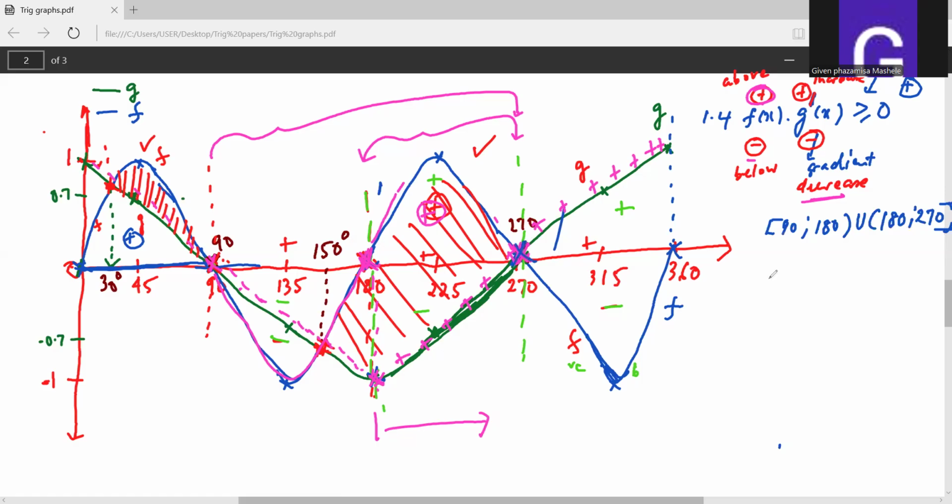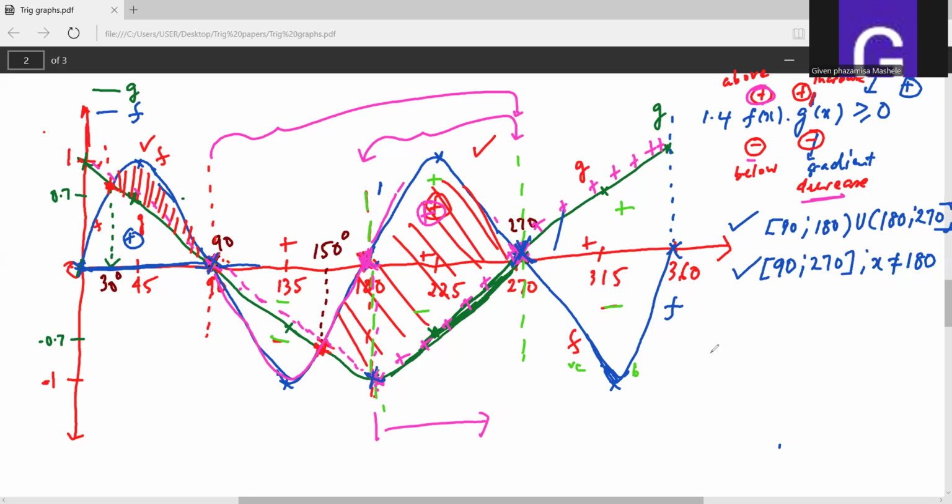Or we can say from 90 straight to 270 degrees inclusive, but x should not be equal to 180. x should not be equal to 180, because at 180 the graph is not increasing and it's not decreasing. So you either write it like this or like that. So this is what you need to know.